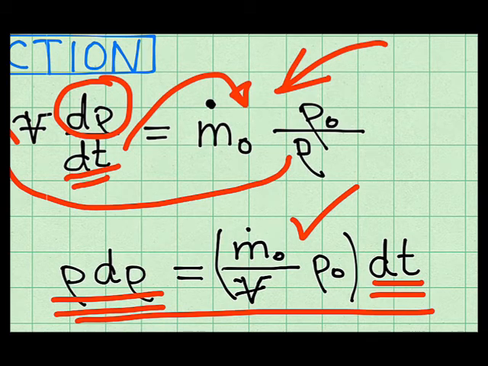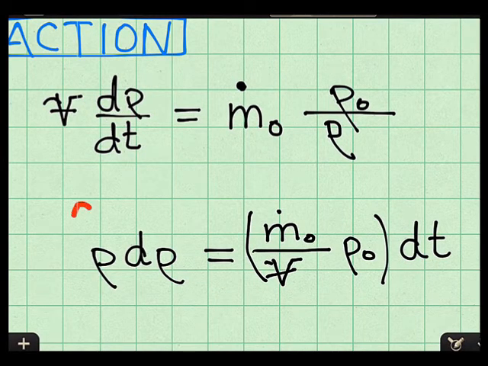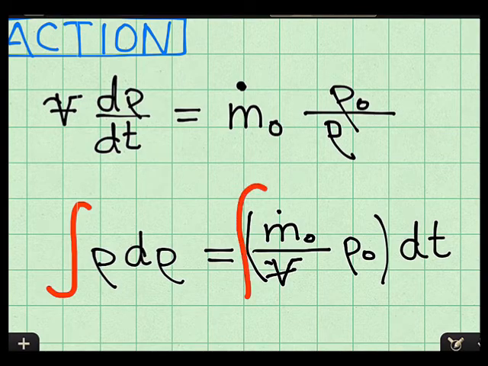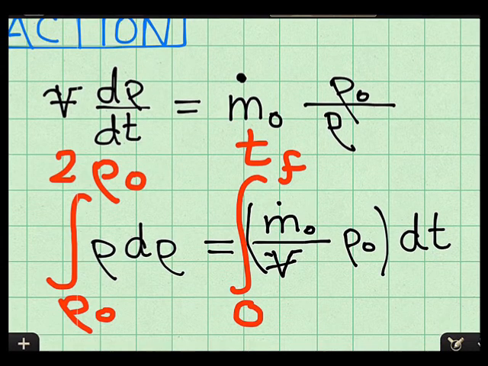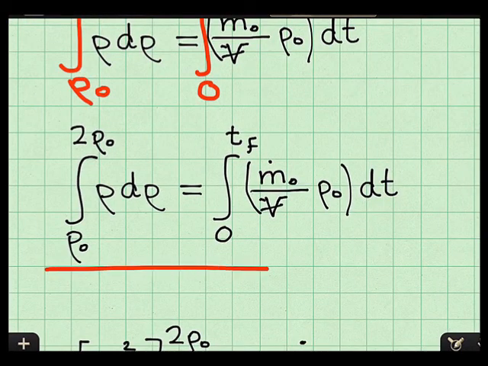Now, you can't always separate variables and solve a differential equation, but often in engineering you can solve a differential equation by this technique. My next step is to integrate this side of the equation and integrate this side of the equation. At state 1, the density of the tank is rho 0. At state 2, the density is 2 rho 0. At state 1, the time is 0. At state 2, the time is t final. If I clean this up, here's the resulting equation.